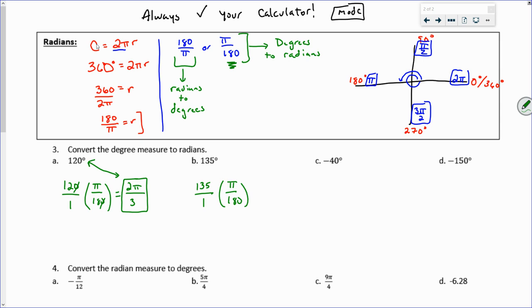No, at minimum I can divide it by 5. I might have to go farther, but I'm going to try this first. Yep, I can go farther. Divide by 9 now, and I get 3 pi over 4. So this and this measure the exact same size angle, just one's in a degrees measure and one's in a radians measure.